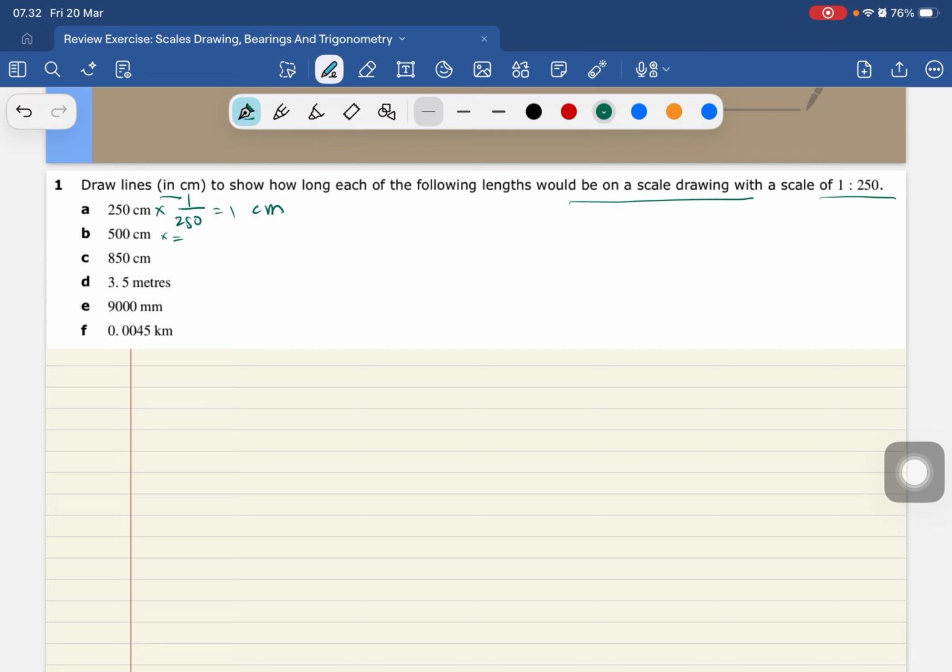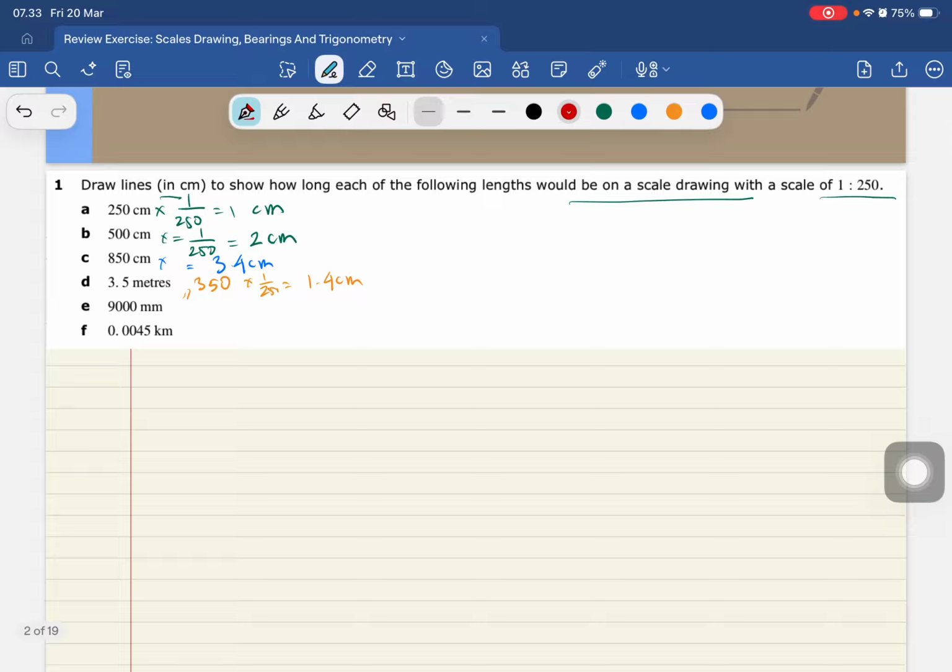Also the same thing, we will multiply it with 1 over 250. It's going to be 2 centimeter. Also the same thing with 1 over 250. You can multiply it. It's going to be 3.4 centimeter. Next, this is meter, so we have to change it into centimeter. So we times with 100, so it's 350. Then we multiply it with 1 over 250. So here D, we got 1.4 centimeter.